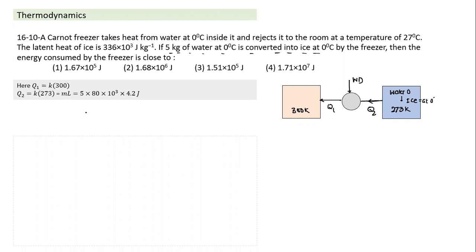Okay, so Q2 here is given in the form of mL. I can substitute, I can find Q2 in terms of joules. And based on that, I can also calculate the energy consumed by the freezer. What will be the ratio of energy consumed? Q2 is proportional to K into 273. And work done is proportional to K into 27. So what will be the work done? Work done will be equal to 27 by 273 times the heat removed. That will be the work done. So very simple ratios.